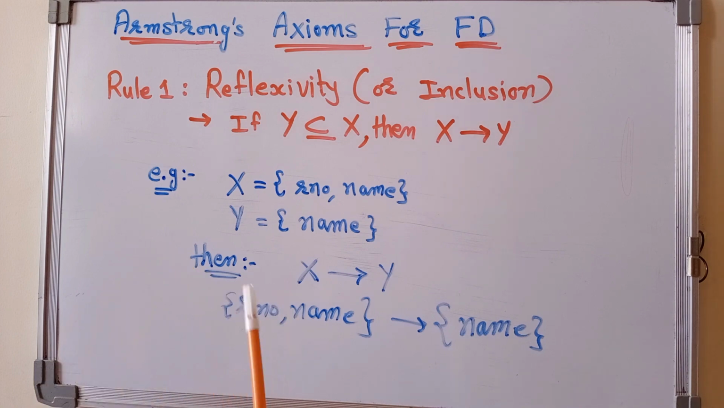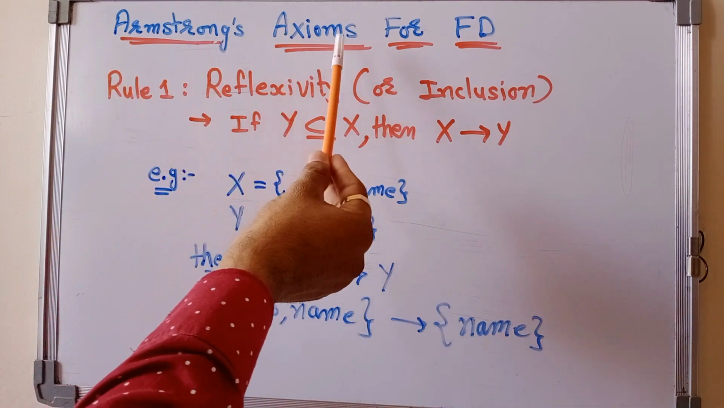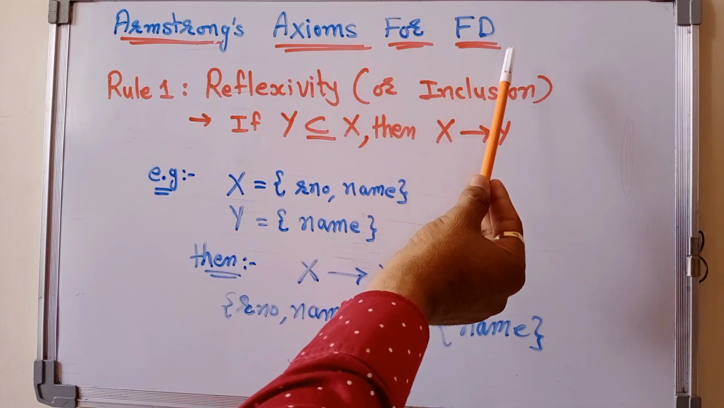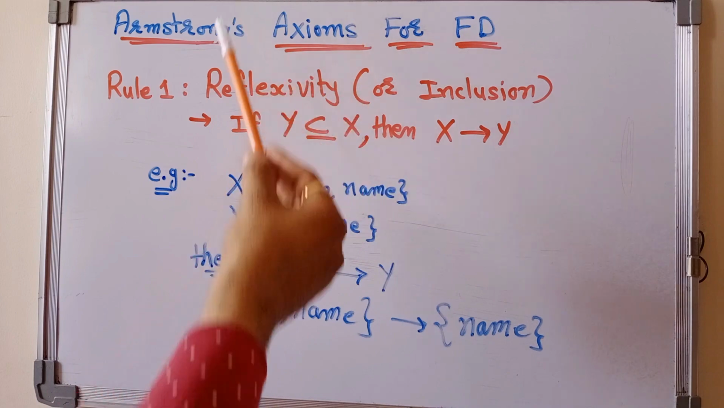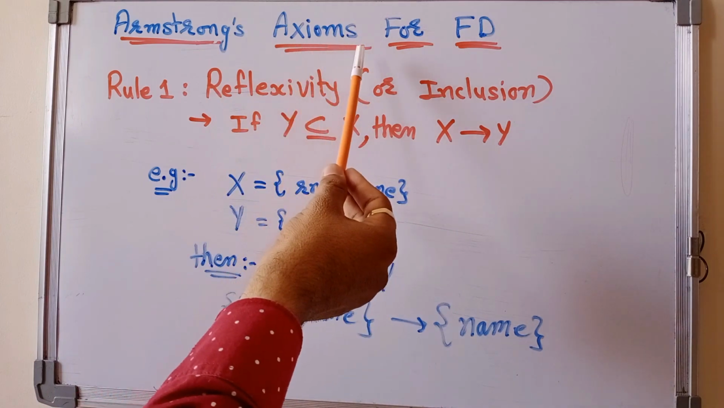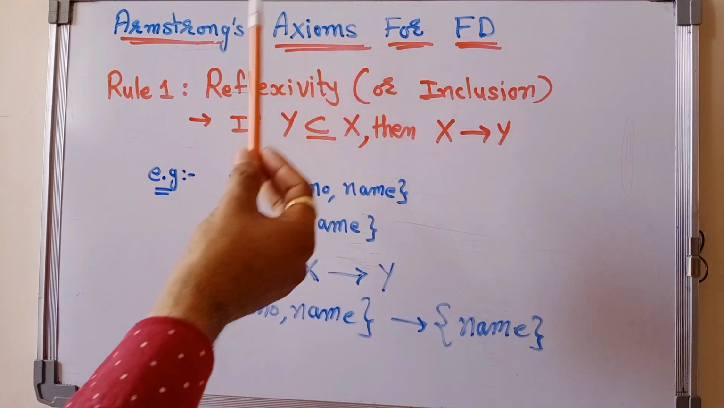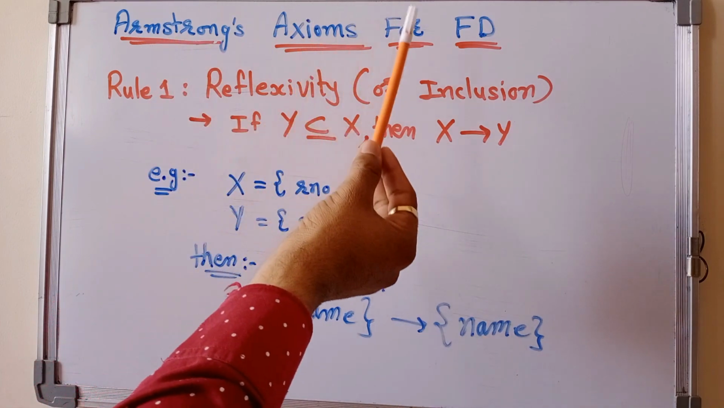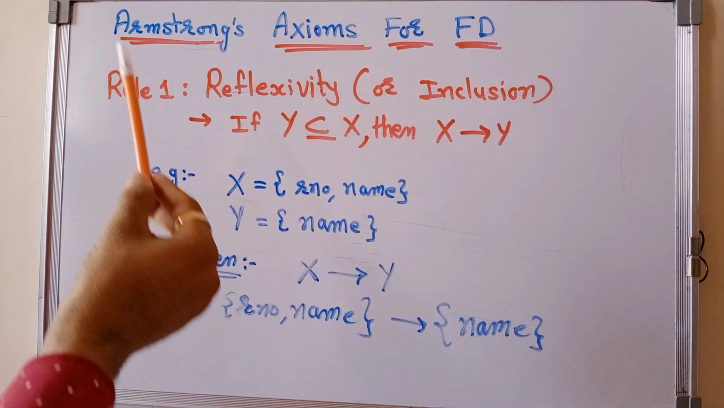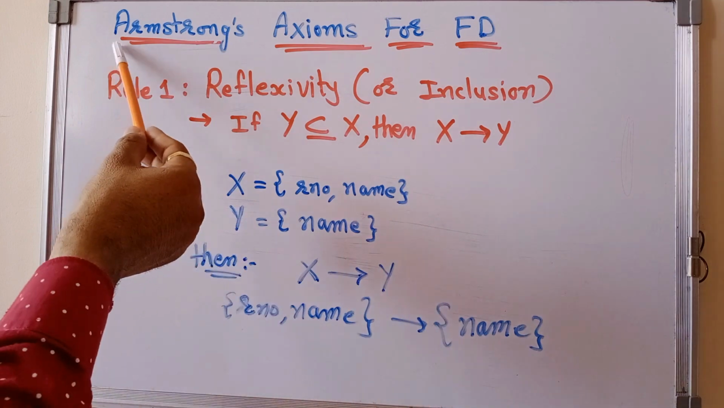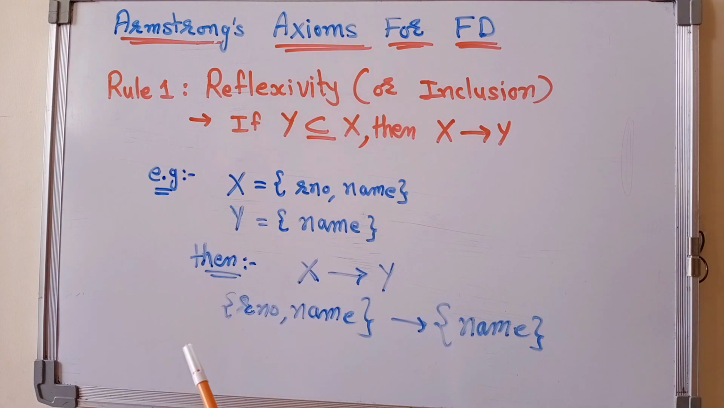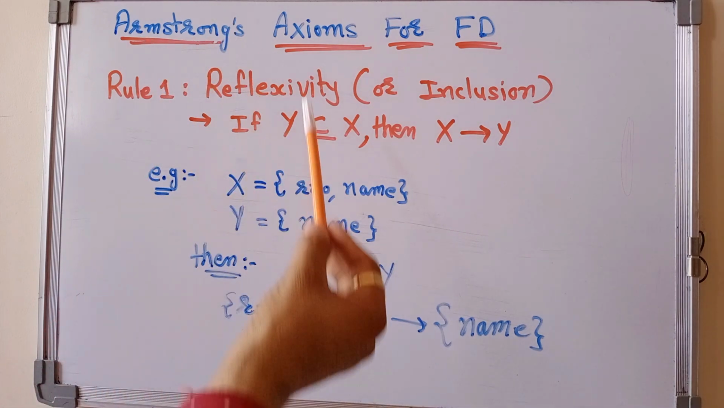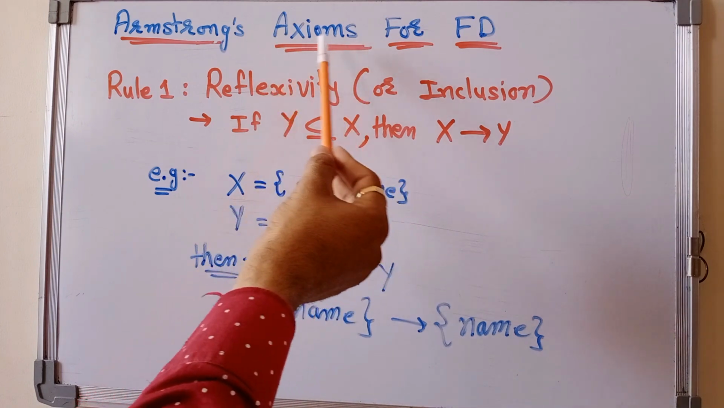Friends, today we will learn Armstrong's axioms for functional dependency. First of all, we need to understand what an axiom is. Axiom means a set of rules. Armstrong's rules for functional dependency. It means our question is: explain Armstrong's rules for functional dependency. Armstrong has given many rules for functional dependencies. Those rules together are known as axioms.